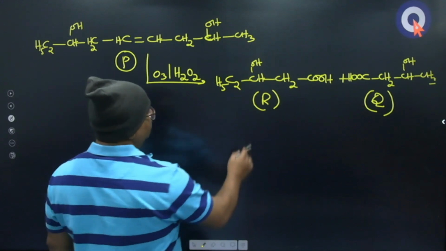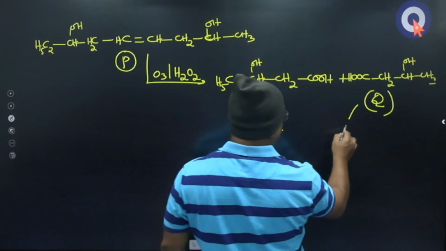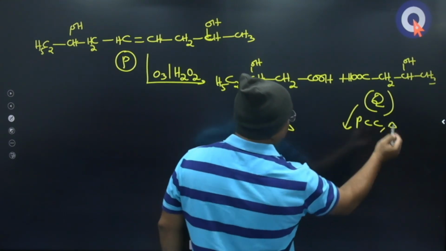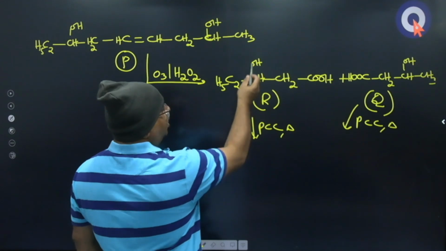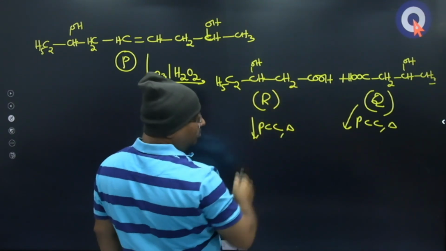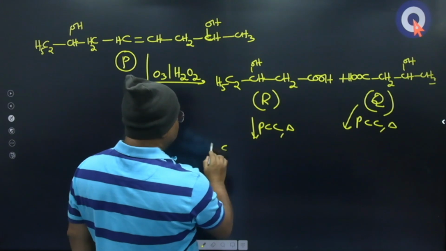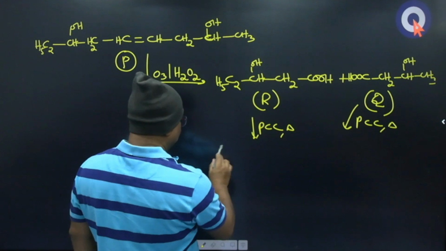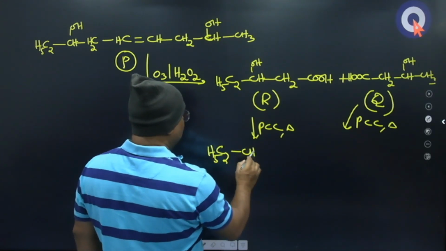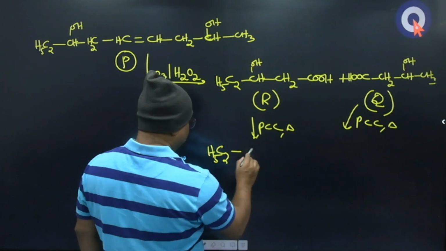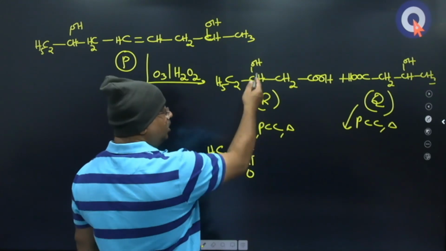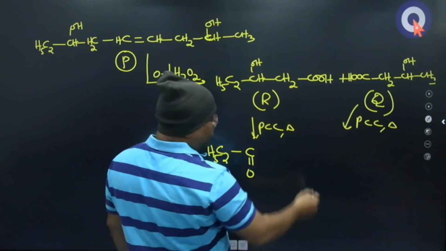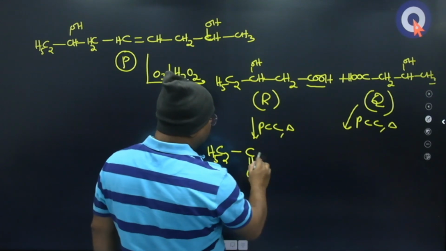Later it is treated with PCC. Both are treated with PCC, so that they will convert, or simultaneously heated. So this alcohol group converts into keto. Keto acid will convert into CH3, C2H5, C double bond O. Alcohol was converted to ketone with PCC. Then CH2COO, anyhow this CO2 will be lost. So it is converted into CH3.